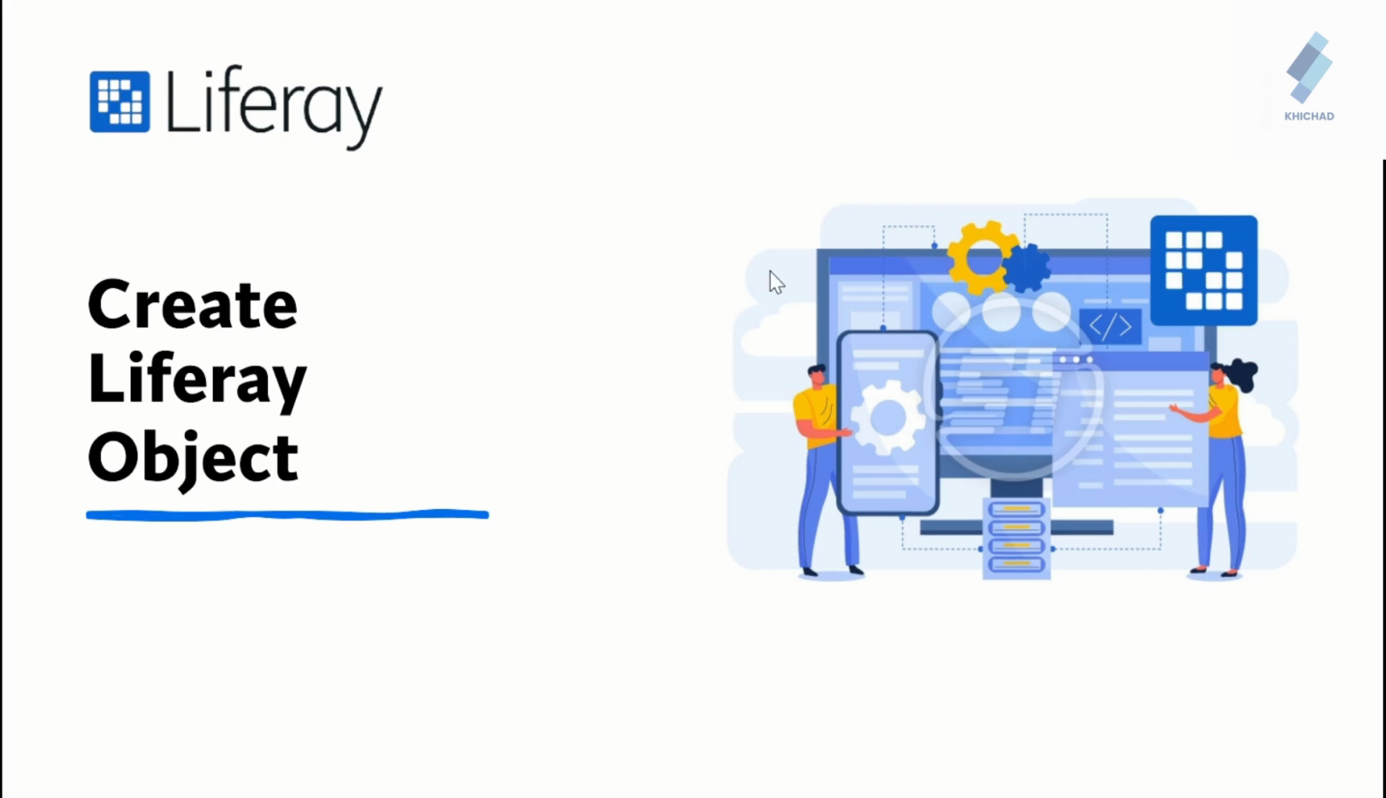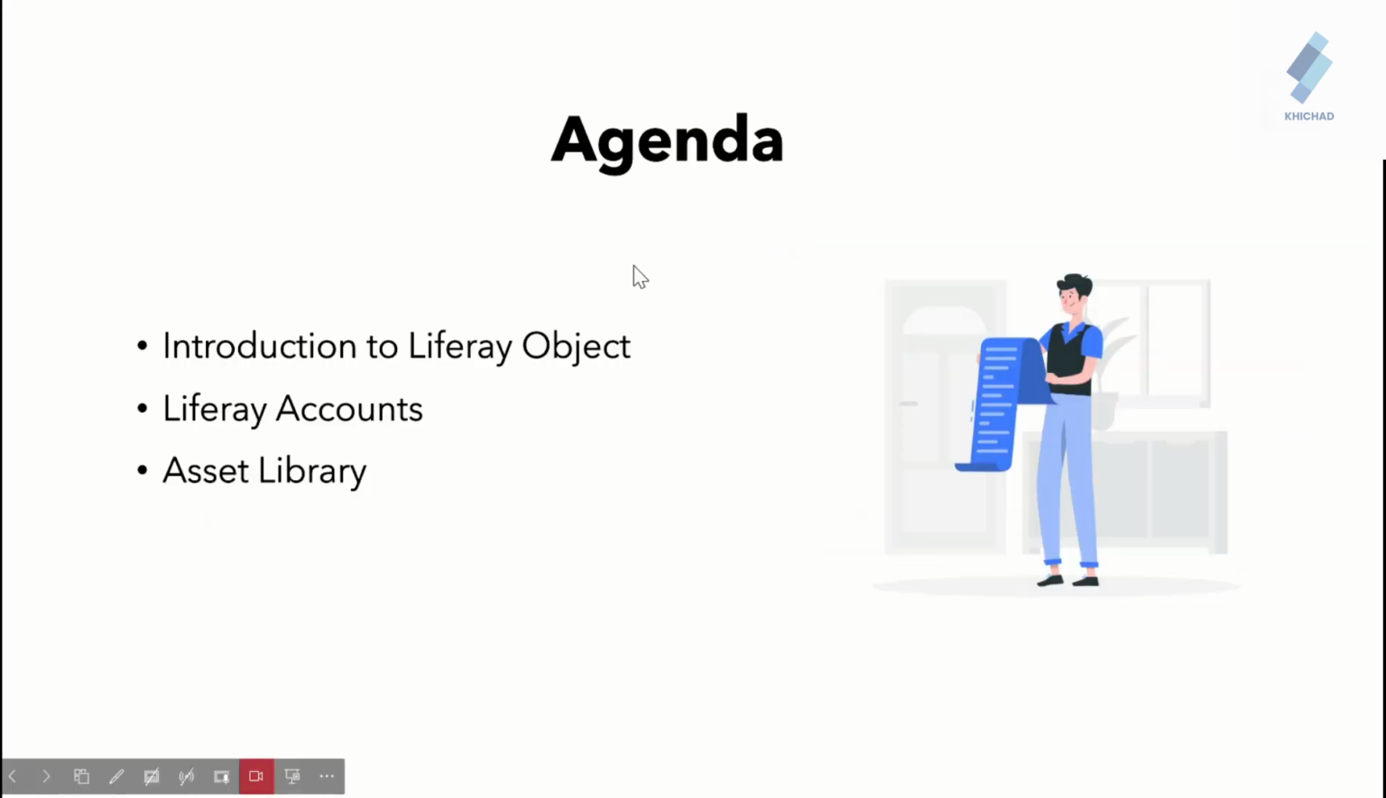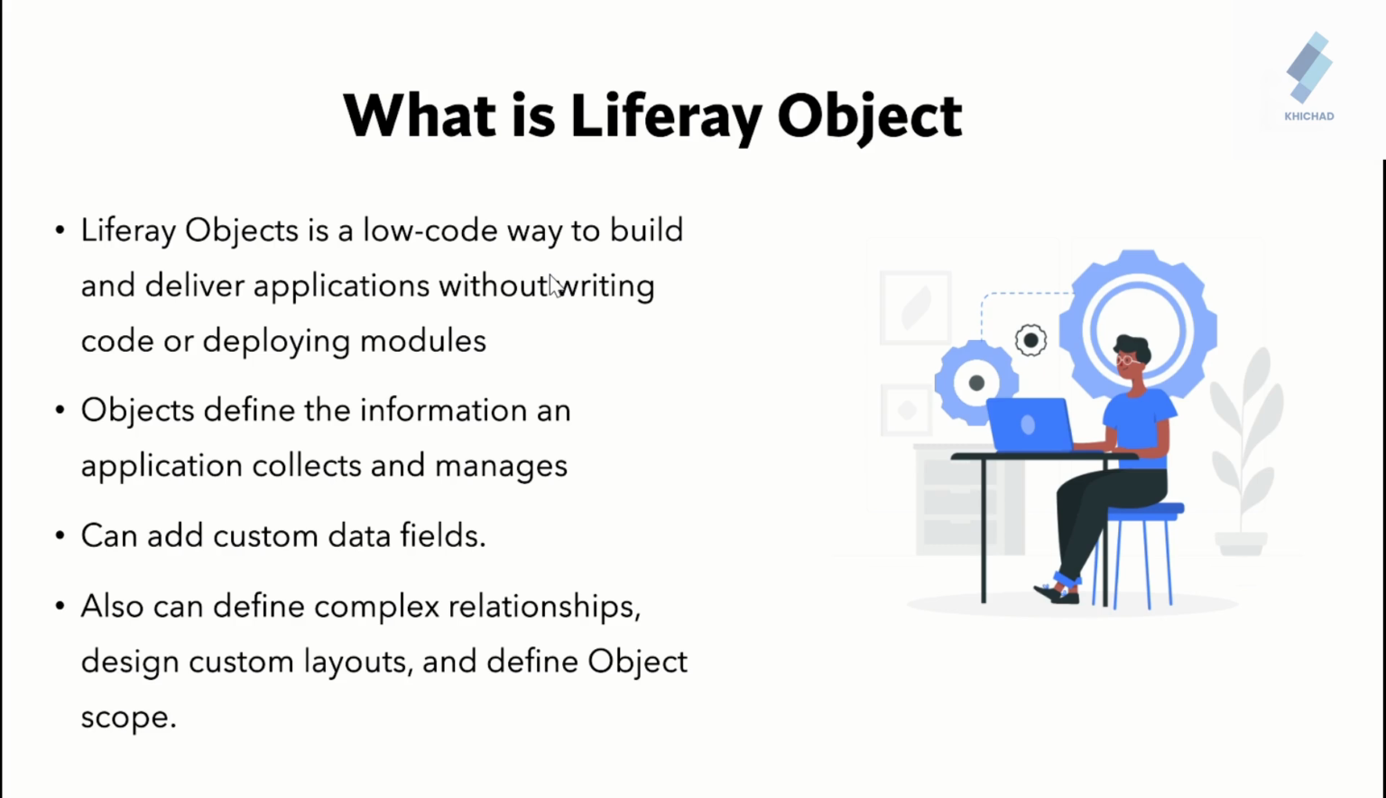First, we must know what is Liferay object, account and assets libraries. What is Liferay object? Liferay object is a low code way to build and develop applications without writing code or developing modules. Objects define the information of an application and collect and manage information. In an object, we can add custom data fields. Also, we can define complex relationships, design custom layouts and define object scope.